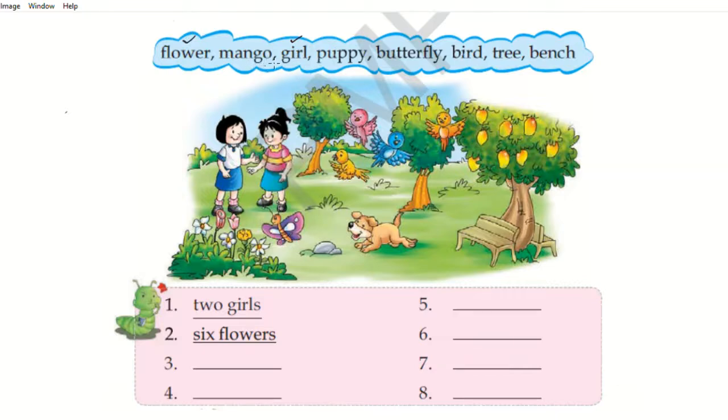2 girls. At number 1, 2 girls. And if you count them, there are 2 girls. At number 2, 6 flowers. And if you count them, there are 6 flowers. So let's start with the word mango. And there are 1, 2, 3, 4, 5, 6, 7, 8. 8 mangoes. Write at number 3, 8 mangoes.